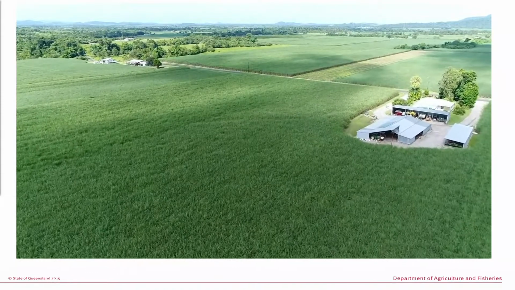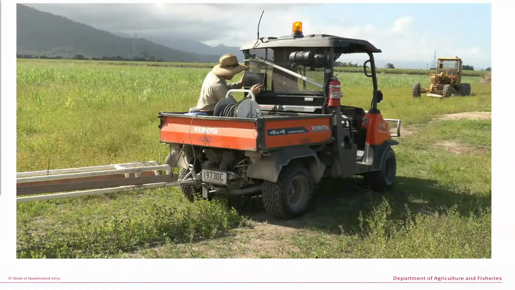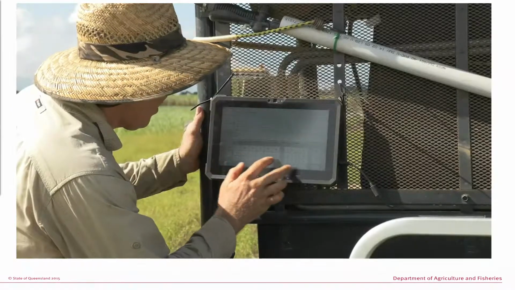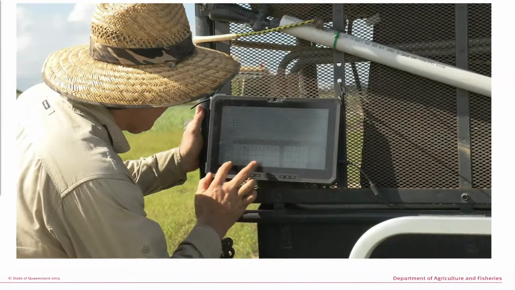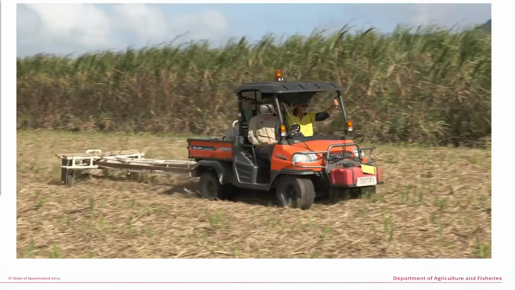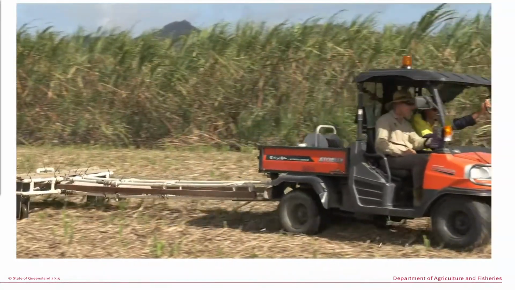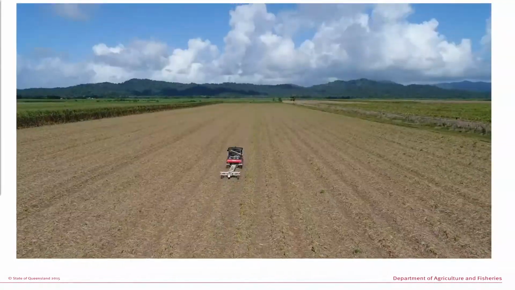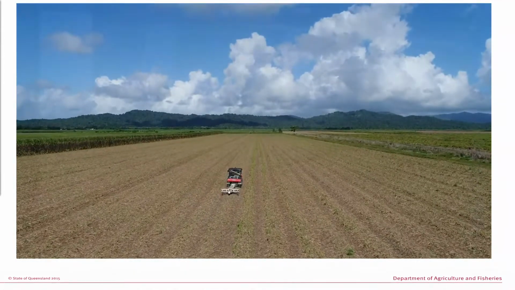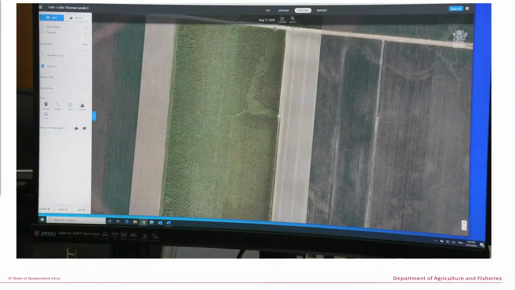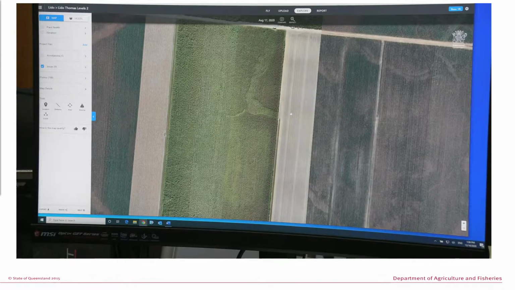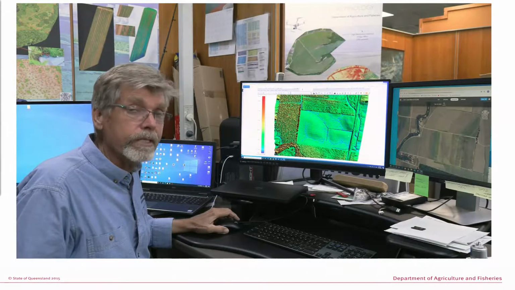The other great thing with the drone mapping is that we can compare it to other mapping systems. For example, EMI, which is electromagnetic induction, where we can measure the differences in the soil properties. We can now compare that to the crop yield above those soil differences and see how well they match together. There are many uses for drone mapping for precision agriculture.